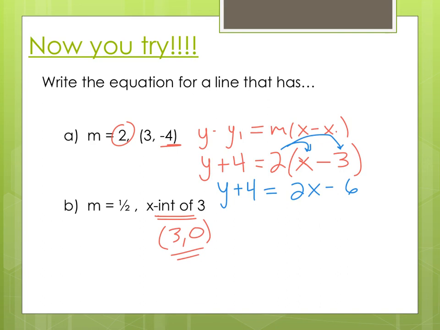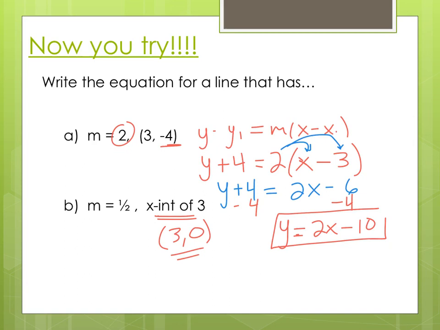Right, you got to distribute to both terms, and then subtract 4 to both sides. Final answer should be y equals 2x minus 10. And that would be our equation of the first one.